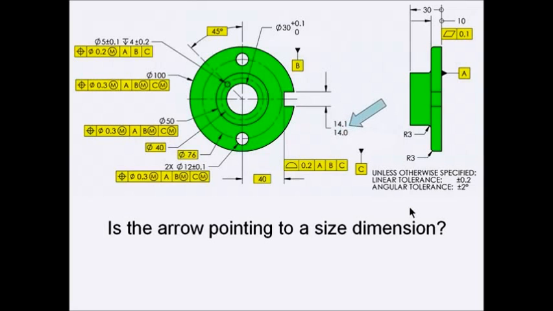The 14.1 to 14 is the width of a feature of size, the width of the key seat, and it would require a position tolerance to keep the center plane of the key seat in line with the datum axis.